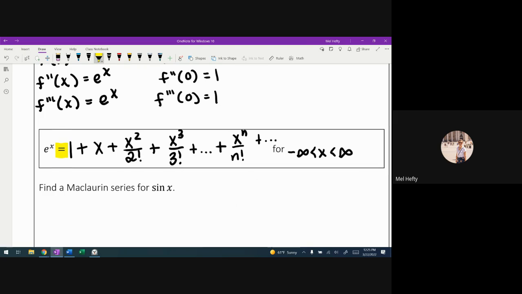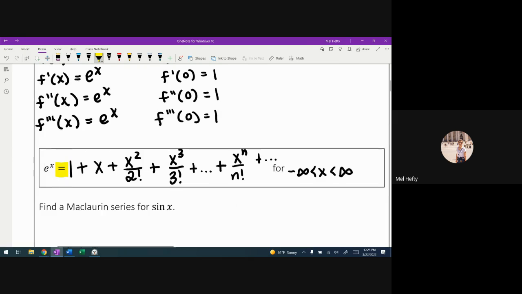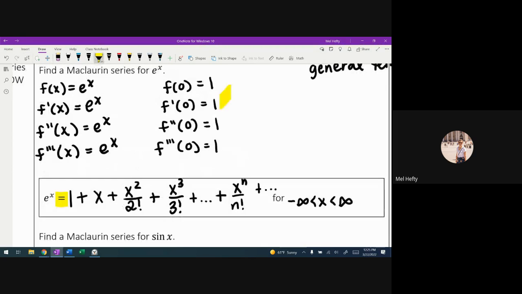Just write it how I'm writing it. It's an interval, so let's write it like an interval. So that was 1 for my first derivative over 1 factorial, if you want x minus the center, x minus 0. Yep. All right. So let's go ahead and I want to now find the one for sine of x.